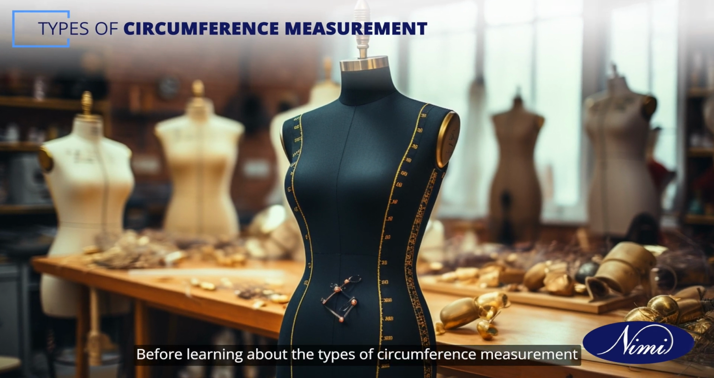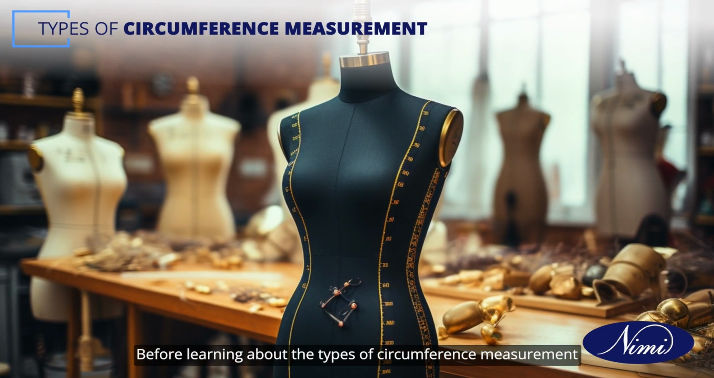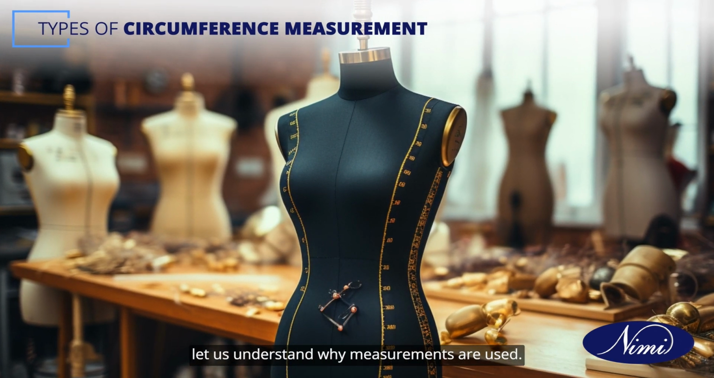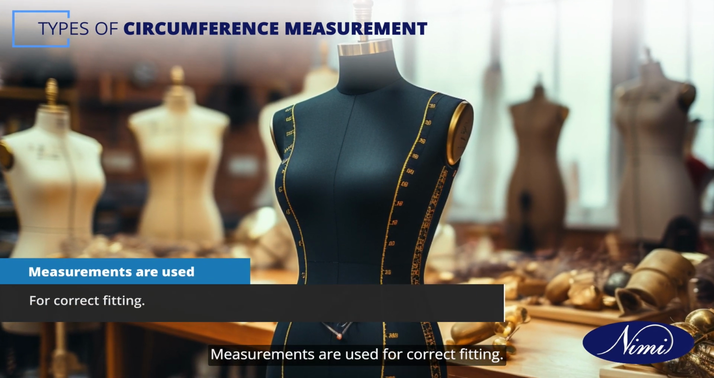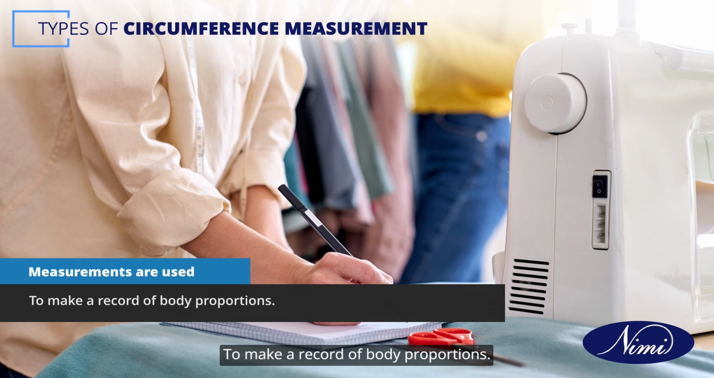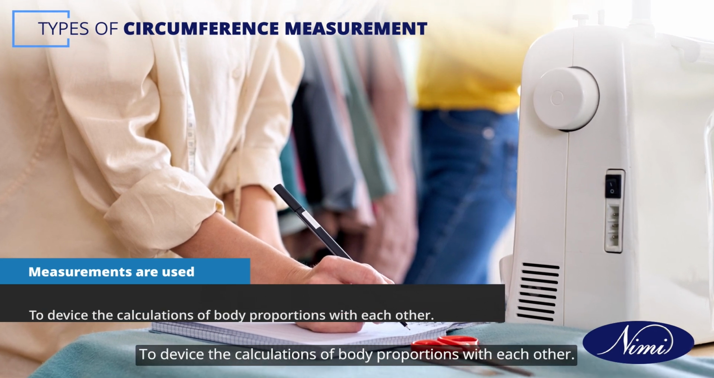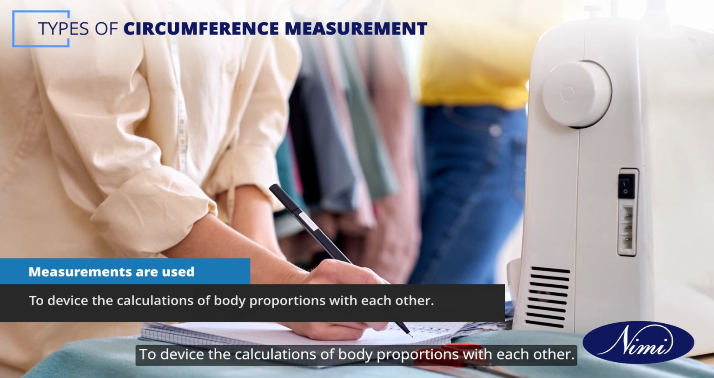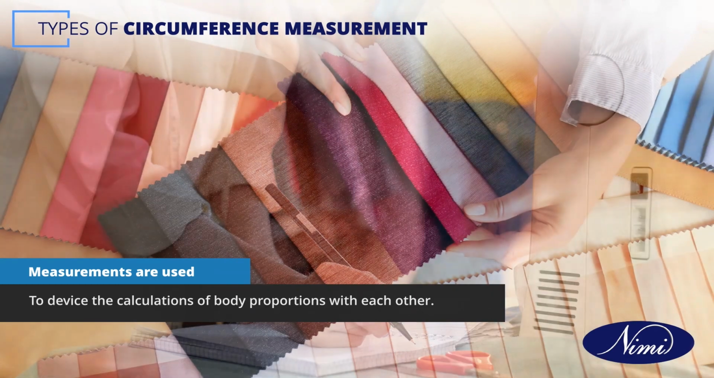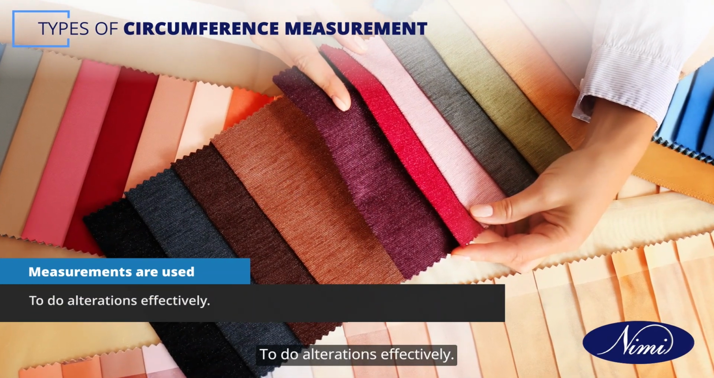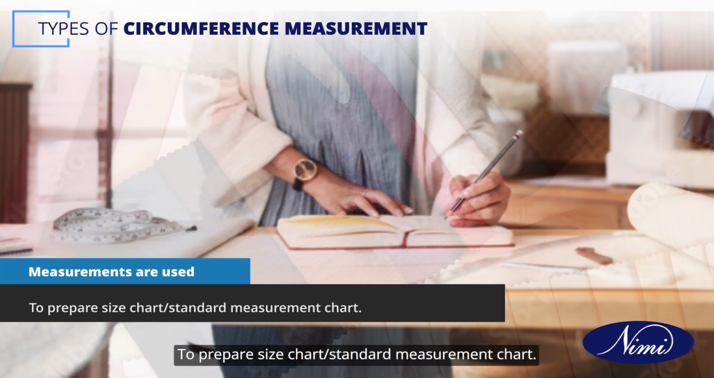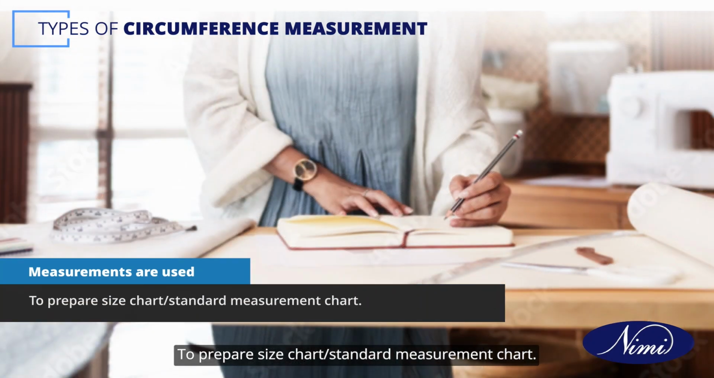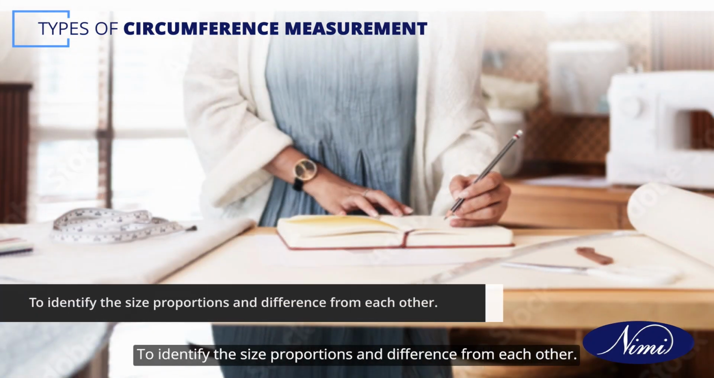Before learning about the types of circumference measurement, let us understand why measurements are used. Measurements are used for correct fitting, to make a record of body proportions, to devise the calculations of body proportions with each other, to do alterations effectively, to calculate the fabric requirements, to prepare size chart or standard measurement chart, to identify the size proportions and difference from each other.